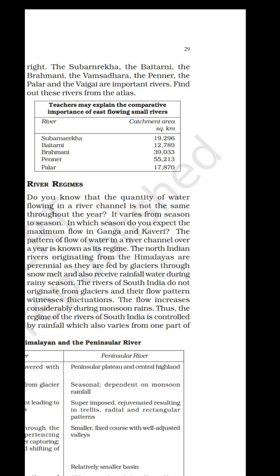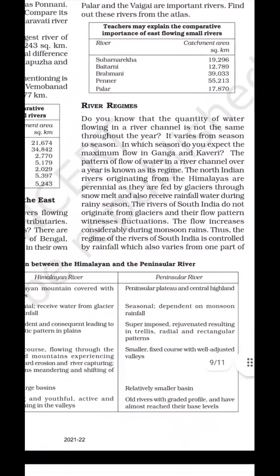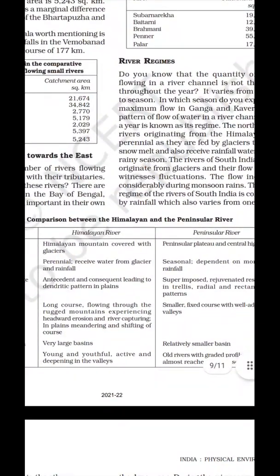The North Indian rivers originating from the Himalayas are perennial as they are fed by glaciers through snowmelt and also receive rainfall water during the rainy season. The rivers of South India do not originate from glaciers and their flow pattern witnesses fluctuations. The flow increases considerably during monsoon rains, thus the rhythm of the rivers of South India is controlled by rainfall, which also varies from one part of the peninsular plateau to the other.